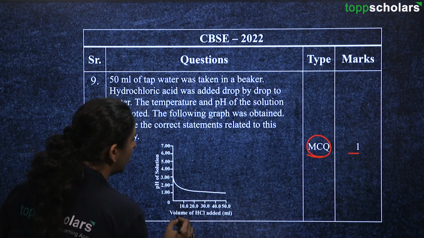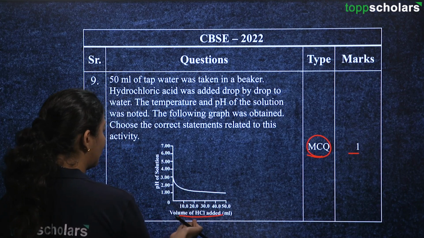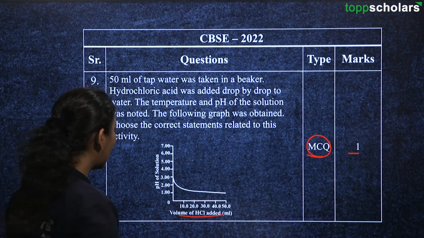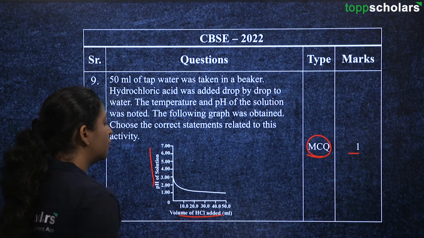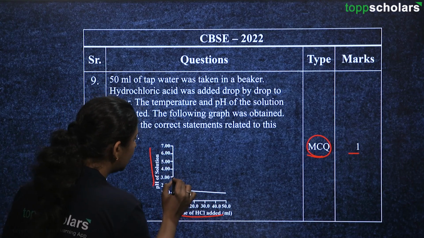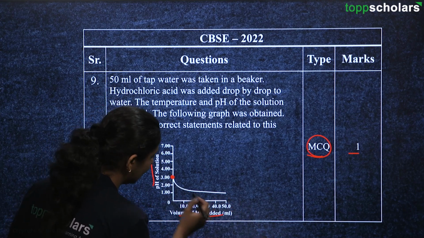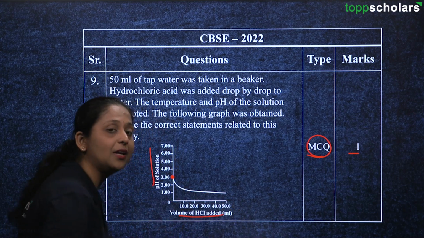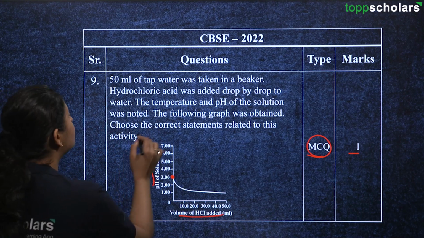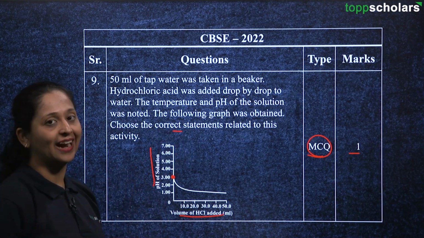So here this is the volume of HCl which is added, and depending upon the volume of HCl that you are adding, you can see the pH of the solution changing. From the beginning, the pH of the solution was 3, and as you can see, as you are adding the HCl, the pH of the solution is coming downwards. So you have to choose the correct statement related to this activity.